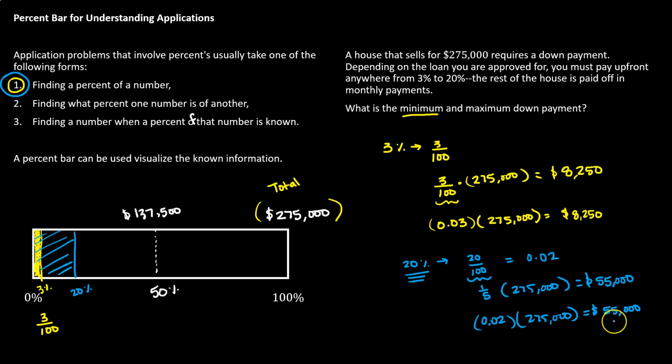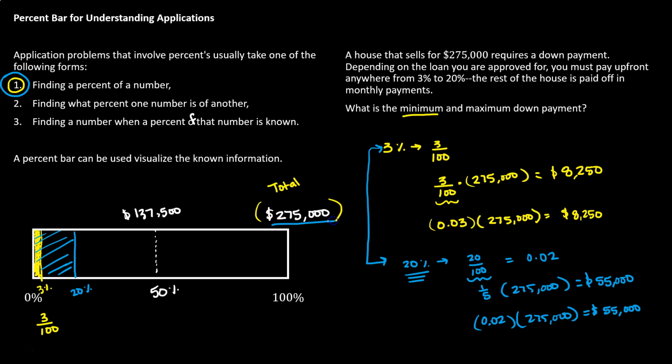Now, $55,000 is quite a lot of money, but the reality is most of us don't put 20% down when we buy a house, so it's somewhere between $8,000 and $55,000 for your down payment. If your house is $275,000, there's houses that are way more expensive out there. Anyways, with this problem, what we did was we took an application and we drew a visual to help us see what information we know.